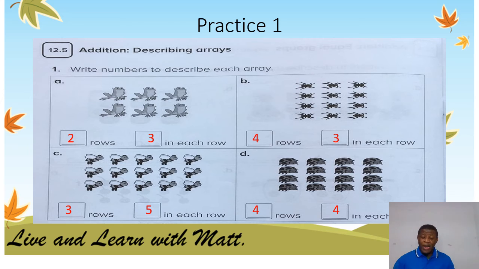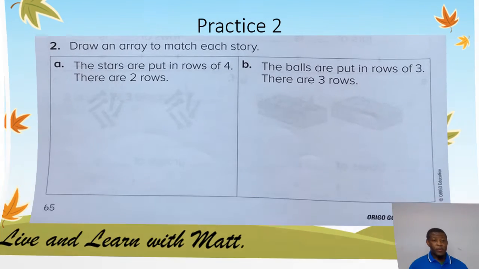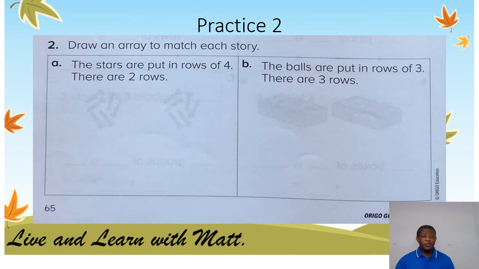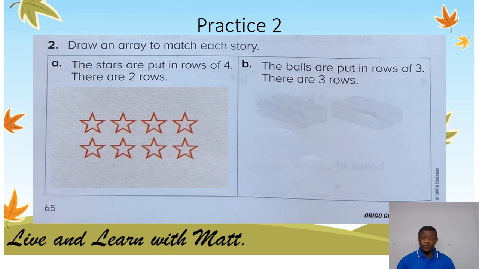Now let's take a look at number 2. Draw an array to match each story. So we're going to draw to match each story. Now this one, part A, the stars are put in rows of 4. So there are 2 rows. So now we have 2 rows and 4 in each row. So we have something like this.